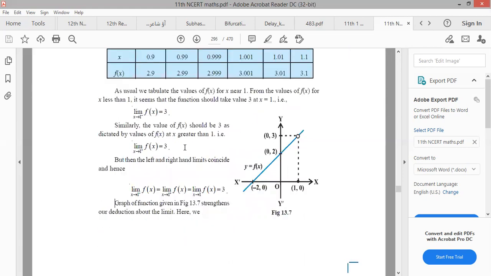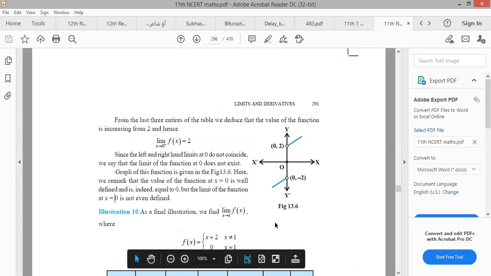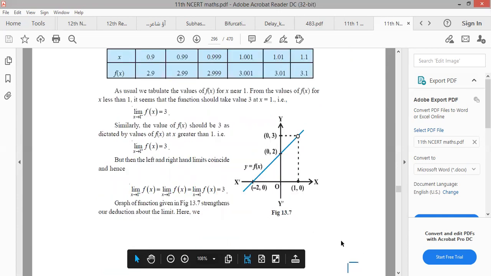So here you can see it very well. Since the left and right hand side limits at 0 do not coincide, we say that the limit of the function at 0 does not exist. And its graph can be seen here in figure 13.6. This way we can calculate the limits of these step functions.